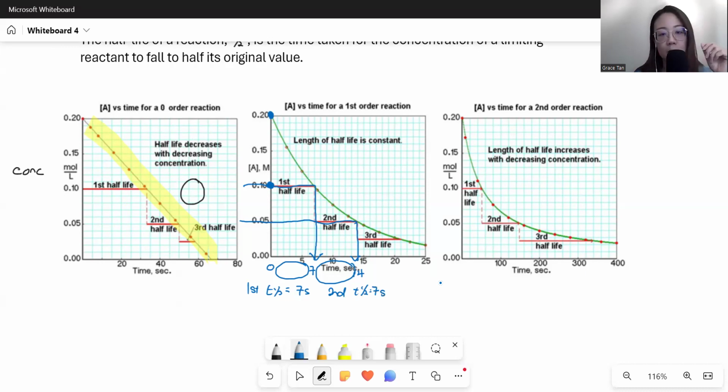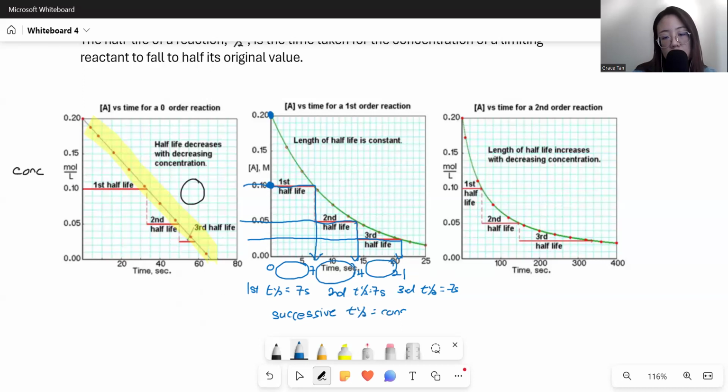Now, you can continue to find a third one. I try to find 3 minimum. 0.05, you drop down half to 0.025. Around here, you look on the x-axis, the number here is 21. So from 0.05 dropping down to 0.025 is the third bubble here. 21 minus 14, the third half-life is also 7 seconds. So when your half-life is constant, when successive half-lives, successive with the word continuation, are constant, therefore it is first order with respect to that particular reactant, which is called A. So your A is first order.